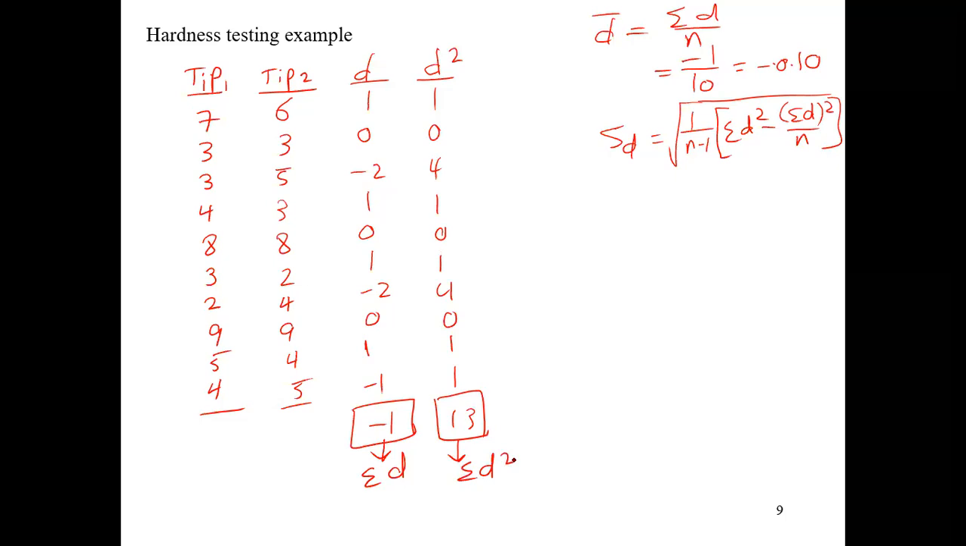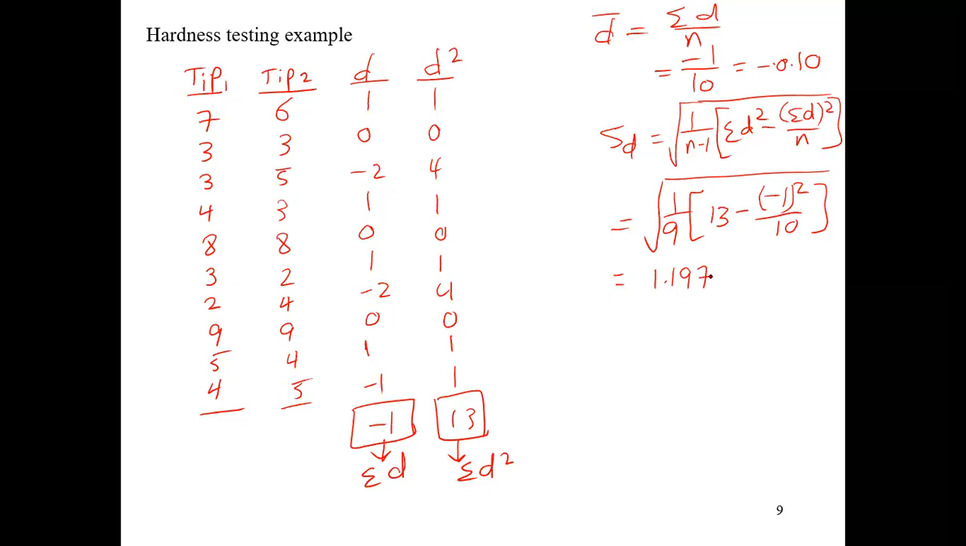Now I can calculate S of D. This one equals the square root of 1 divided by 9. From where you got 9? It is n minus 1, 10 minus 1. Sum of D squared is 13 minus sum of D, which is negative 1, squared, divided by 10. This standard deviation of D is 1.197. Done. Now I can follow the 5 steps easily as before.